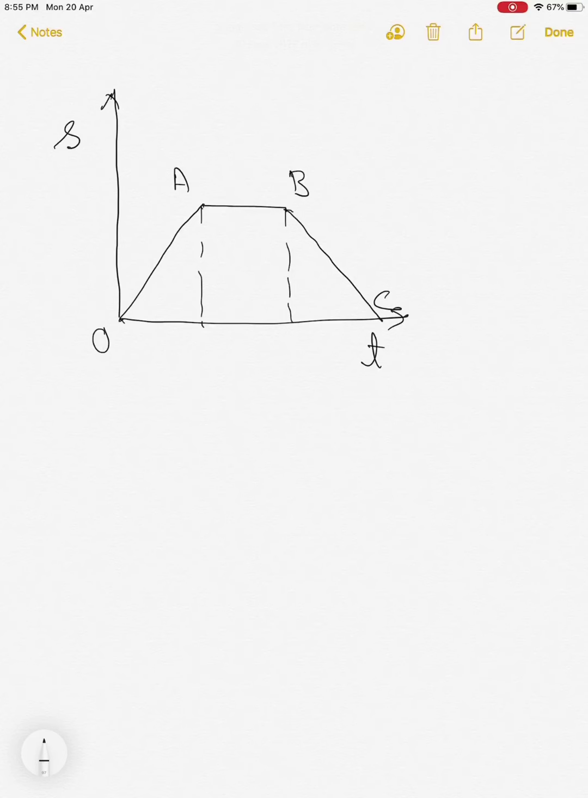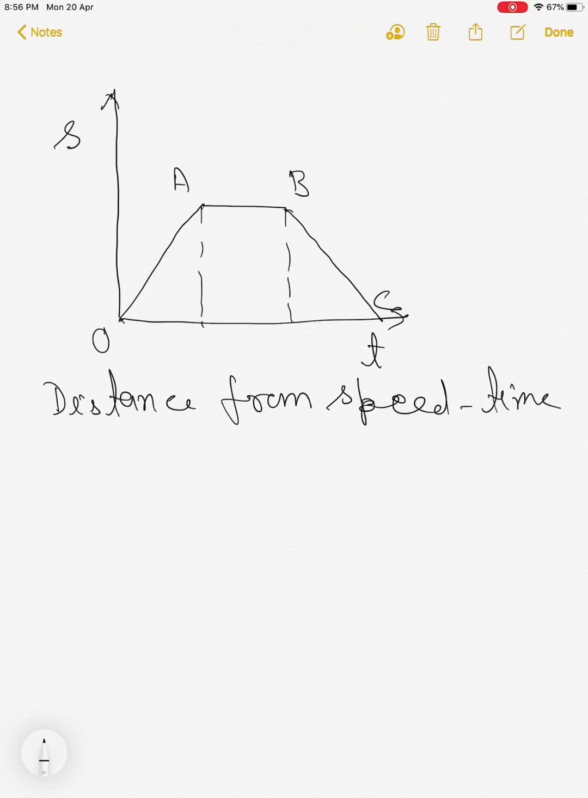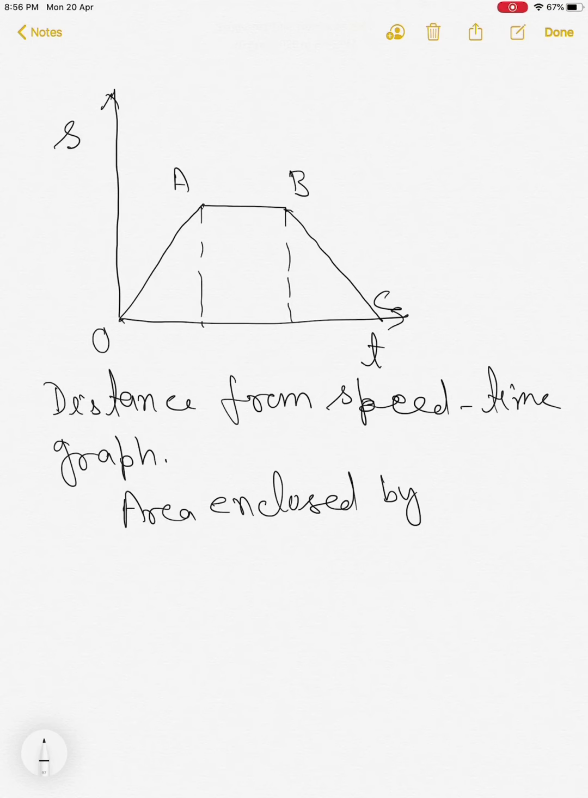Now another question, how can we calculate distance from the speed time graph? Distance from the speed time graph. The area enclosed by the graph is equal to the distance covered.